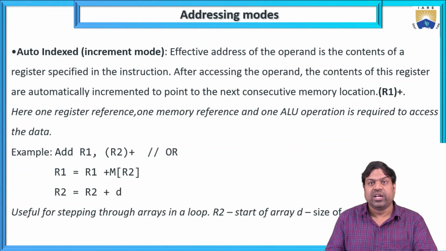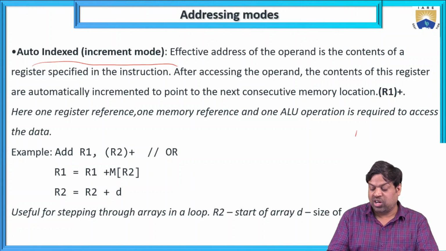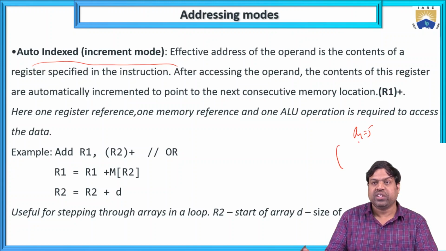Auto indexed or increment mode. The effective address of the operand is the content of a register specified in the instruction. After accessing the operand, the contents of this register are automatically incremented to point to the next consecutive memory location: (R1)+. Here one register reference, one memory reference and one ALU operation is required to access the data. Suppose auto indexed means incrementing mode. Suppose R1 has some value, next I have to increment it. That is (R1)+, meaning we are incrementing to the next value.